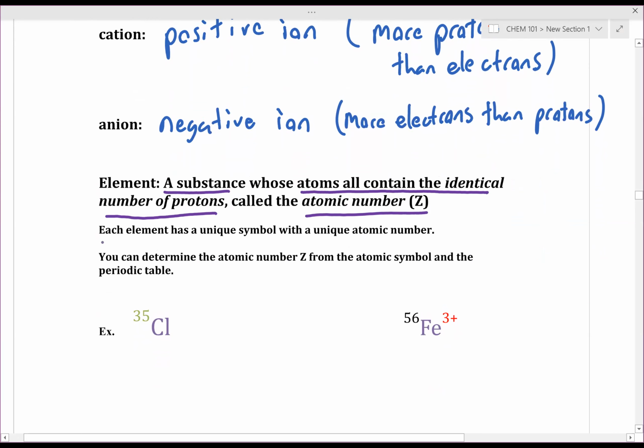Each element has a unique symbol with a unique atomic number. So I don't need to give you the atomic number in many cases. You can find it using what resource? What resource do we rely on? Periodic table, exactly. So you're going to use the atomic symbol and the periodic table.